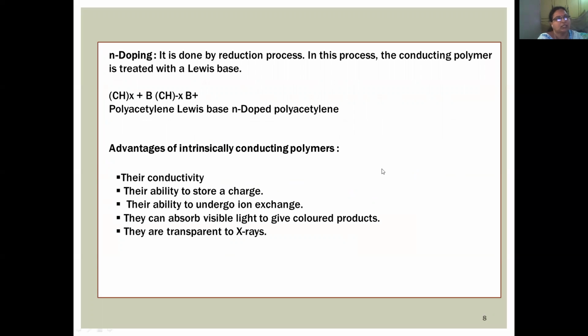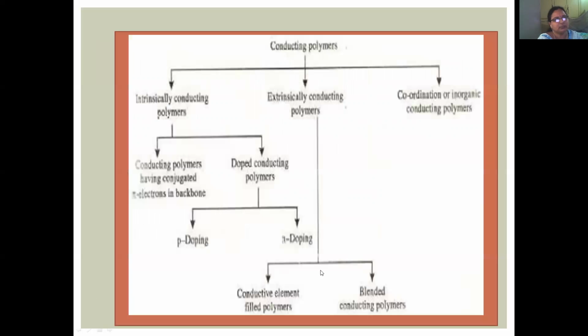Okay? And then we have advantages of intrinsically conducting polymers, that is their conductivity, ability to store a charge, then ability to undergo ion exchange, then they can absorb visible light to give colored products, then they are transparent to exposed. Then coming to extrinsically conducting polymers, we have conductive element filled polymers and blended conducting polymers.